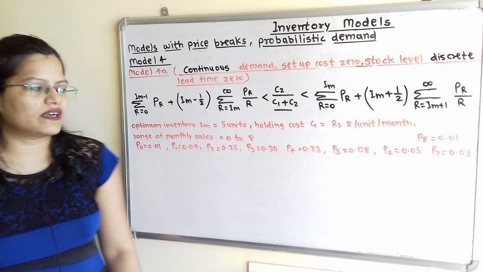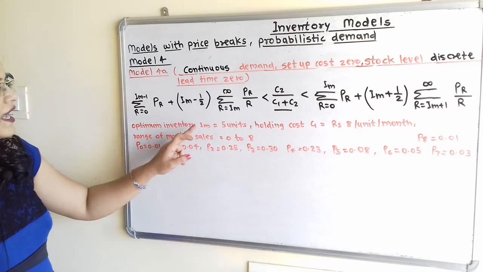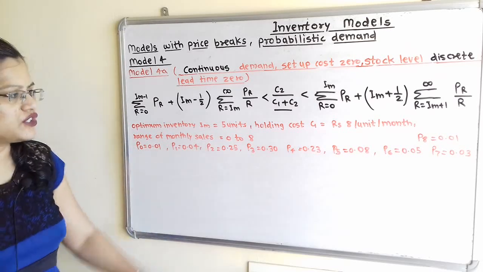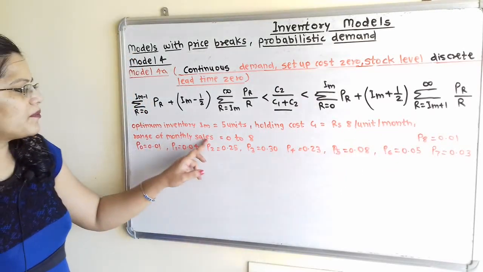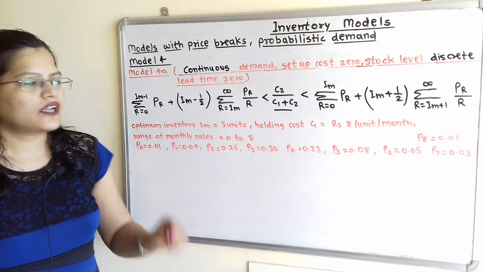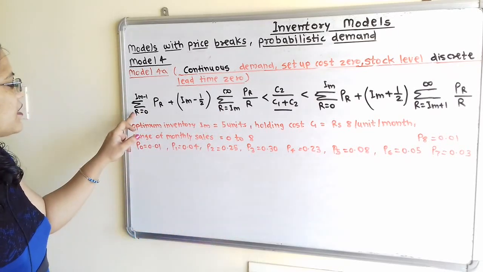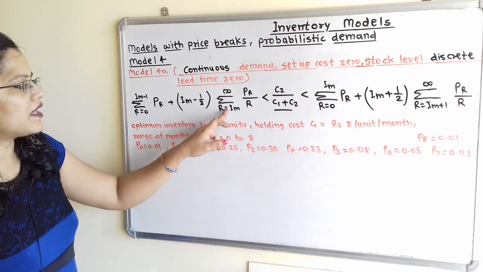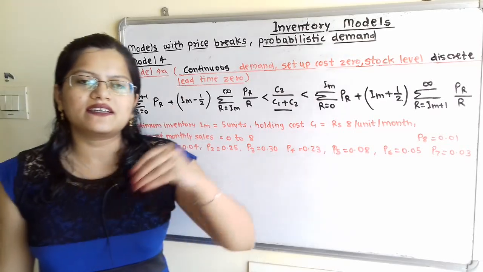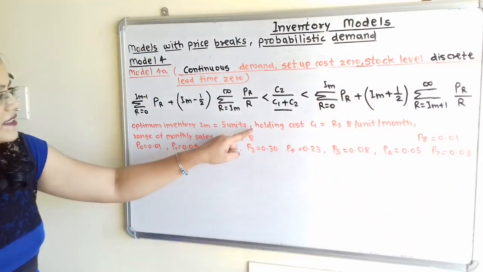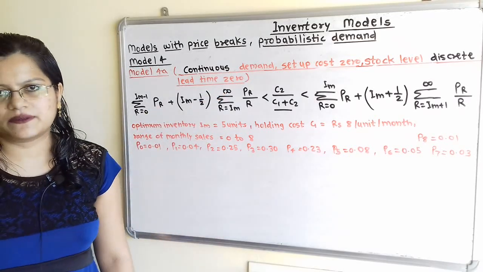Now we will move to the given data. Optimum inventory, that is Im, 5 units is mentioned in the question. Holding cost C1 is rupees 8 per unit per month. Range of monthly sales is 0 to 8. The range of sales, which we can also call the range of demand, is mentioned here. In the formula, r is equal to 0 to Im minus 1 and r is equal to Im to infinity. Infinity means this range can go up to infinity, but here the maximum level is given as 8, so instead of infinity we use 8.